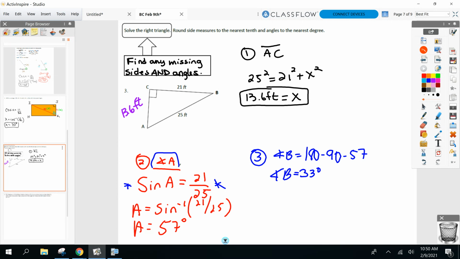All right. Anything else? Yes, Ami. What's up? So we have to show you like sine A equals 21 over 25. We can't just immediately go into A equals. I would like to see that just to see where you started from. Now, if you go right from here to here, I'm okay with that. Okay, but I just want to see where you're starting from. All right.